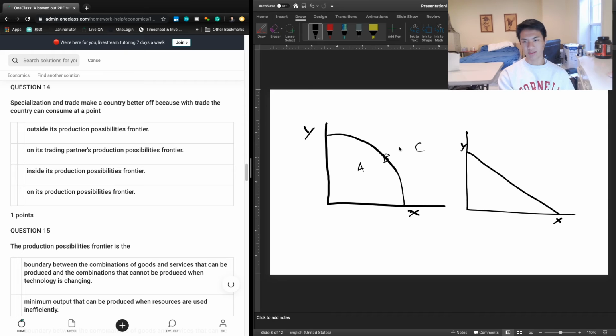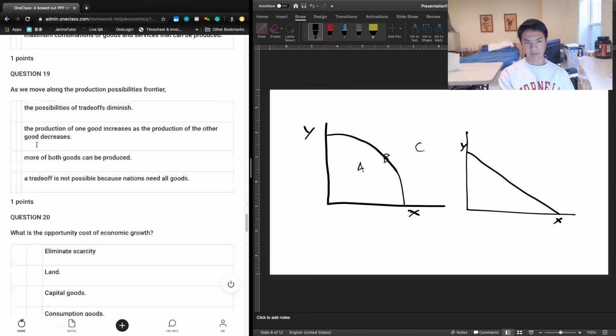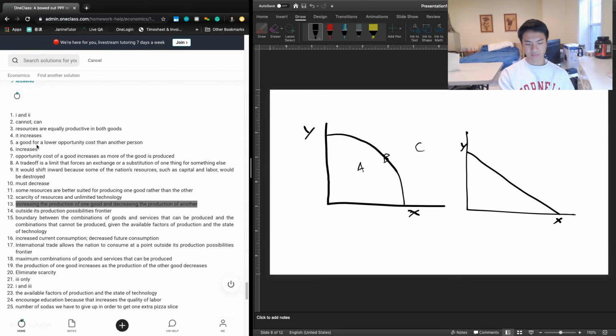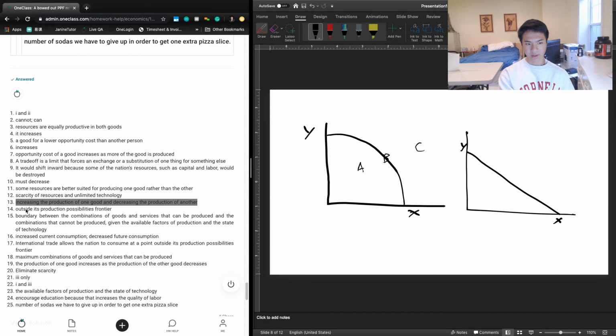And so we're going to see that the correct answer is that specialization in trade allows a country to consume at a point outside its PPF because it no longer suffers a trade-off, a domestic trade-off. It allows you to incorporate the resources available to another country and produce at a point that is okay for both countries outside their PPFs. So the correct answer is outside its PPF.